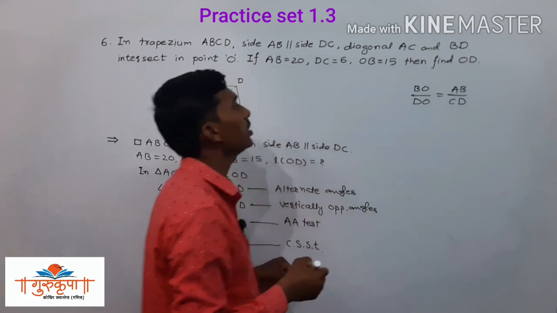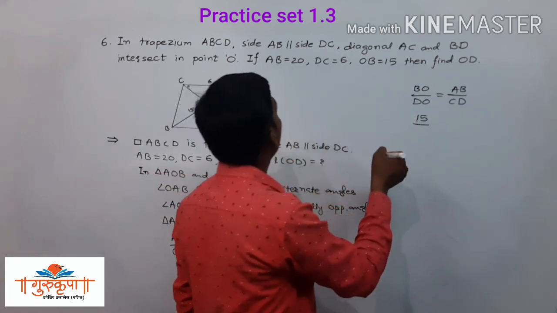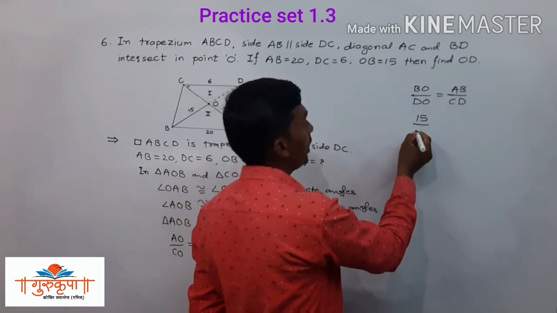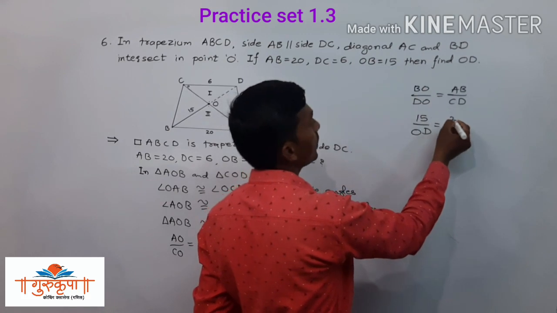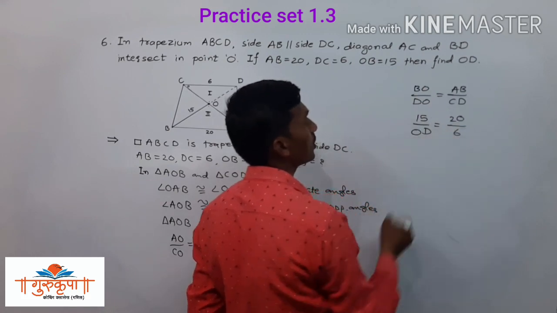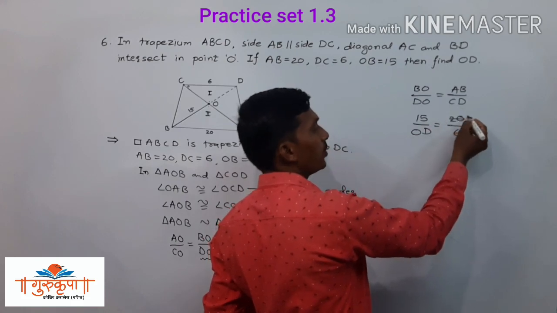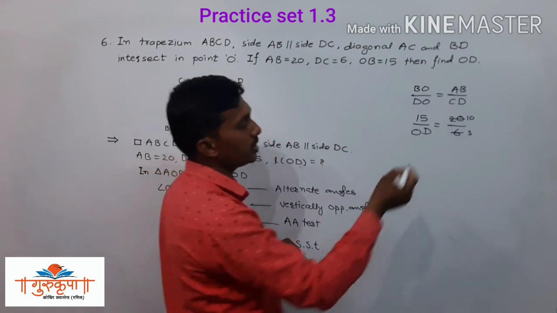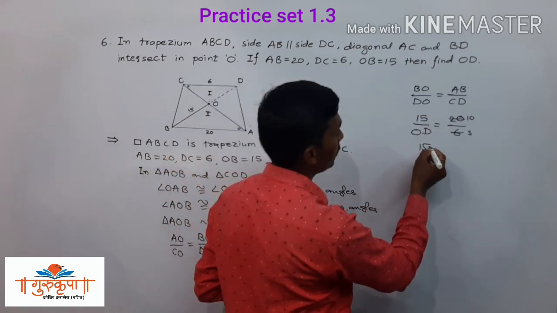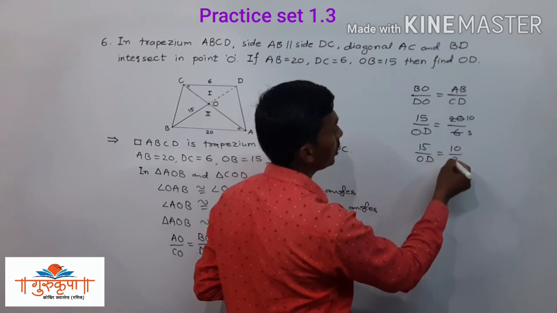Now put the values there. BO is 15, DO is what we have to find, AB is given 20 and CD is given 6. Now we can divide both the numbers by 2, since 2 tens are 20, 2 threes are 6. We have 15 upon OD is equal to 10 upon 3.